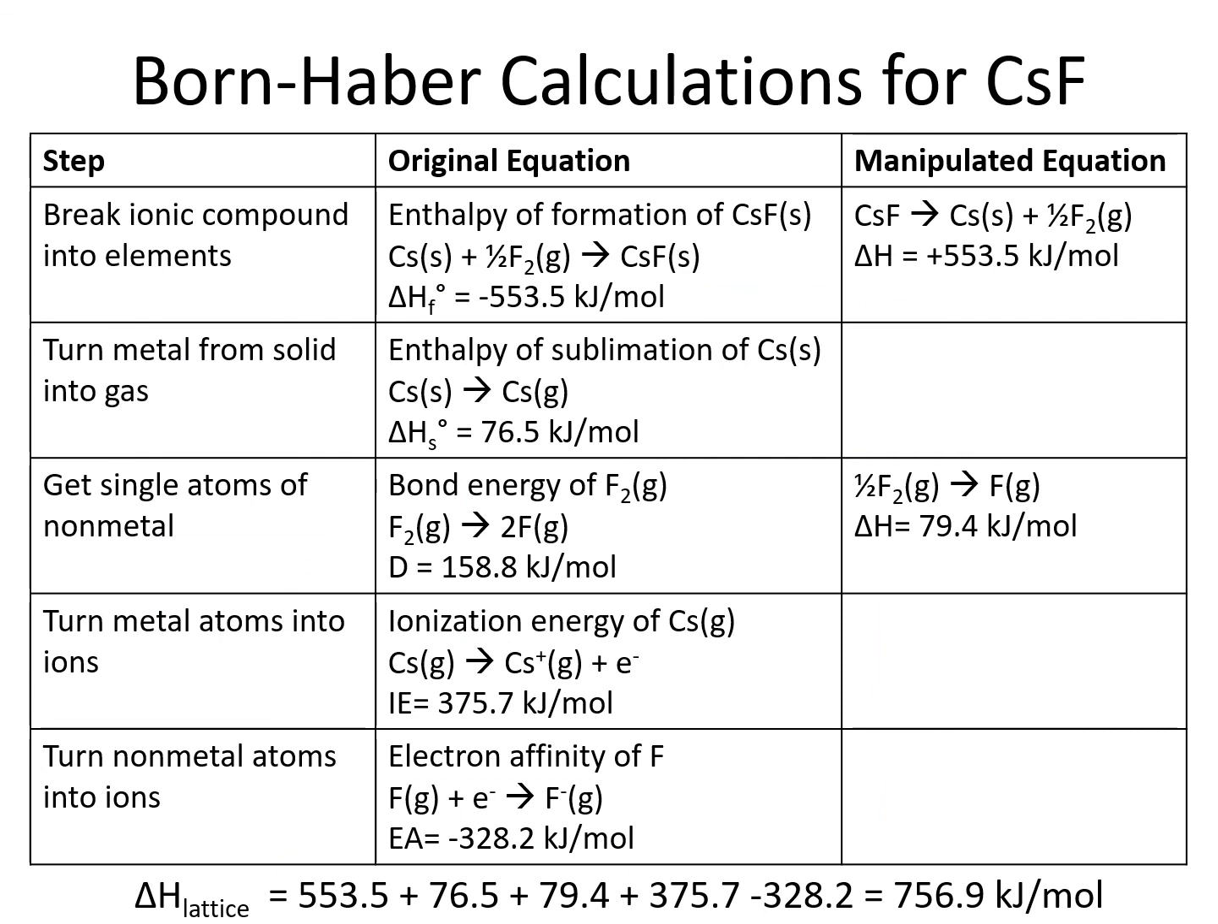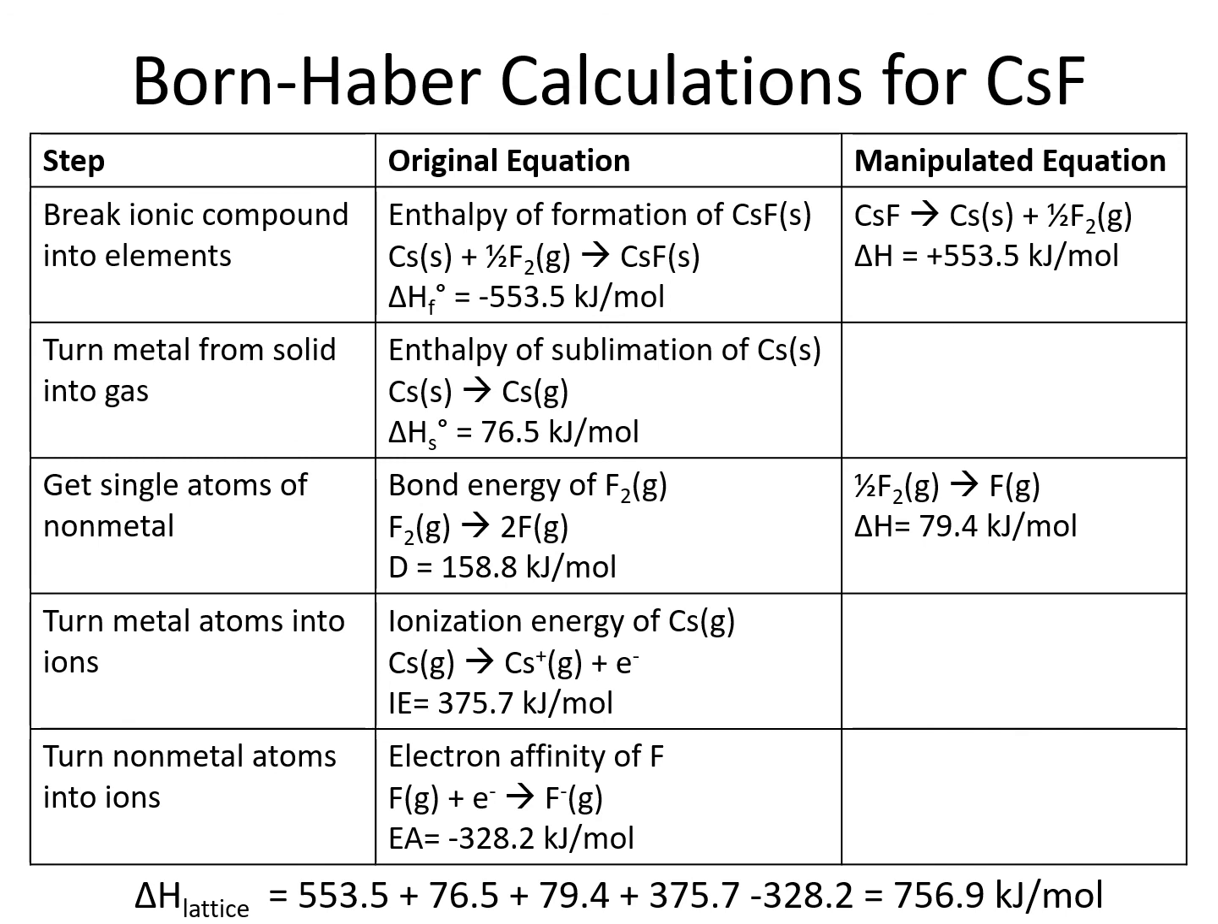So this slide basically takes what I just talked about and puts it into word form. So we have our 5 steps that are going into this. We're breaking the ionic compound into its individual elements, and to do that we use the negative of the delta HF value. The original equation has a delta HF value of negative 553.5 kilojoules per mole. But when we reverse the equation so that the cesium fluoride is being broken apart, we have to change the sign on our delta H, so it becomes a positive 553.5 kilojoules per mole.